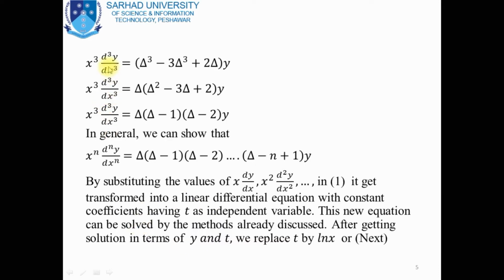Now x cube d cube y divided by dx cube is equal to del cube minus 3 del square plus 2 del into y. Taking del common, we obtain del into del square minus 3 del plus 2 into y. Now by sum and product factorization, we obtain del into del minus 1 into del minus 2 into y.